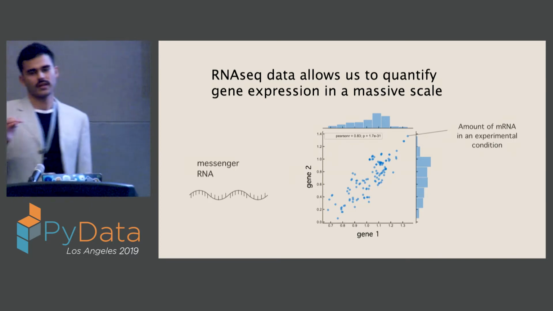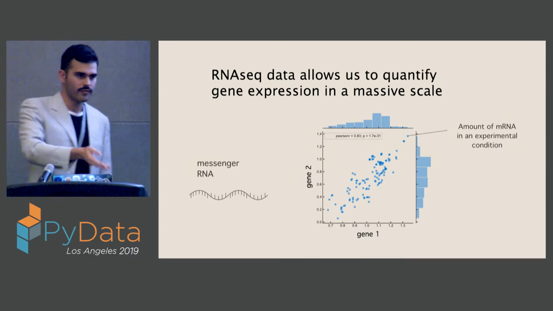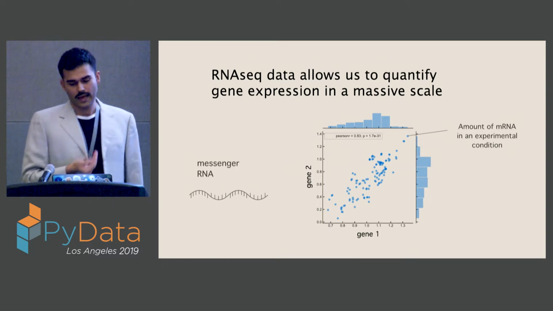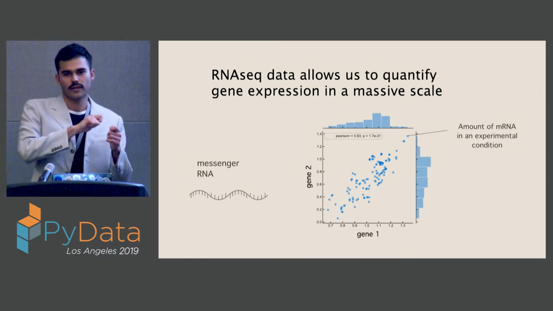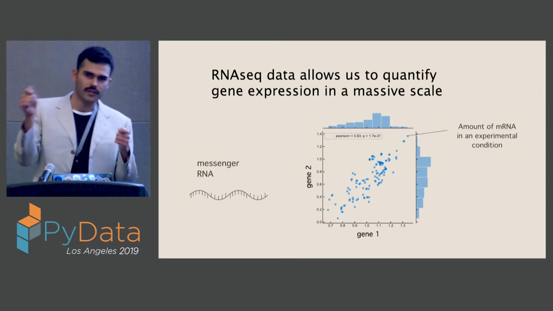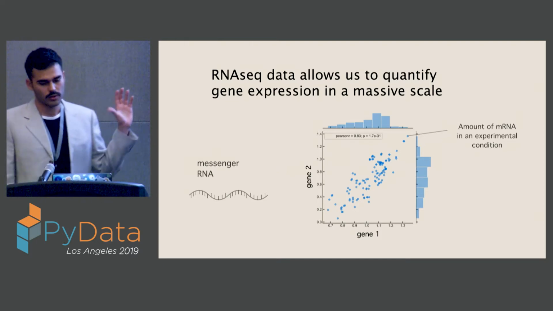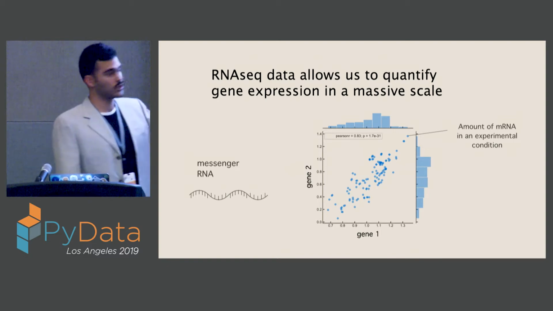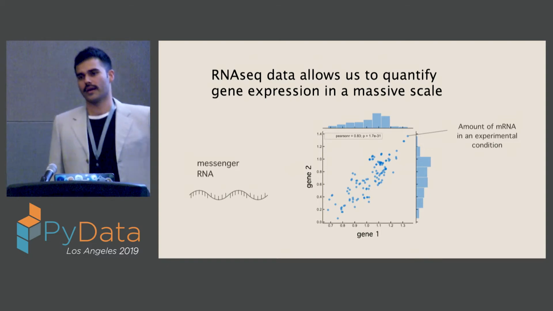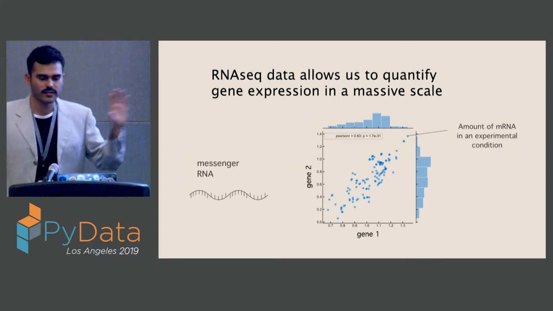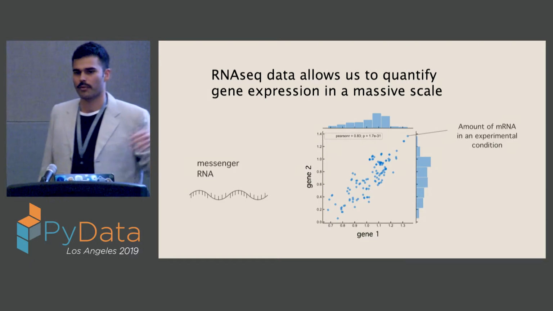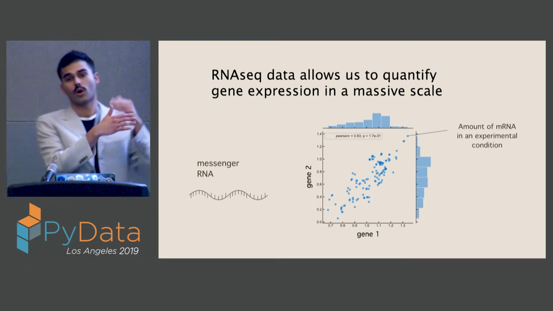Here, RNA-seq is just a term for RNA sequencing. Basically, the idea is that we can read how much RNA is produced in a cell. In this graph, I'm showing you a plot of two genes in different expression conditions. In this case, it's an idealized example of two genes that are correlated.